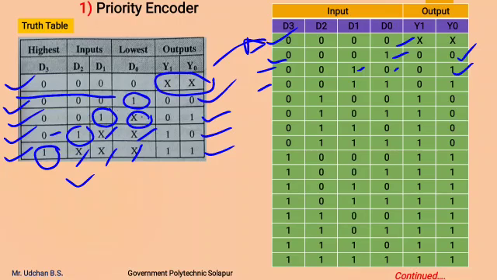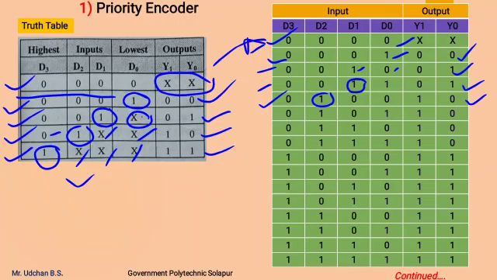Now here D1 and D0 both are 1 1, so we are going to consider the input with respect to D1 only, as from D1 and D0, D1 is having highest priority, so we will get output as 0 1. In the next case, D3 is 0, D2 is 1 and D1, D0 are 0 0, so we will get output with respect to D2 as 1 0.